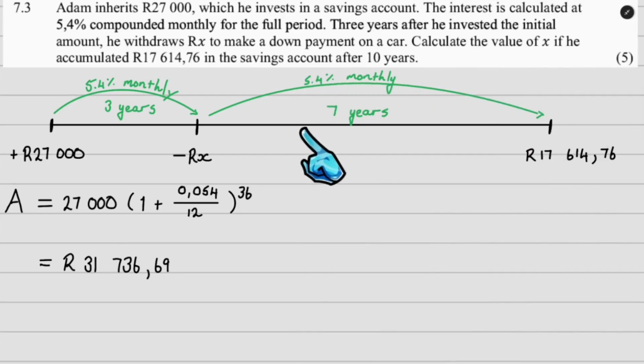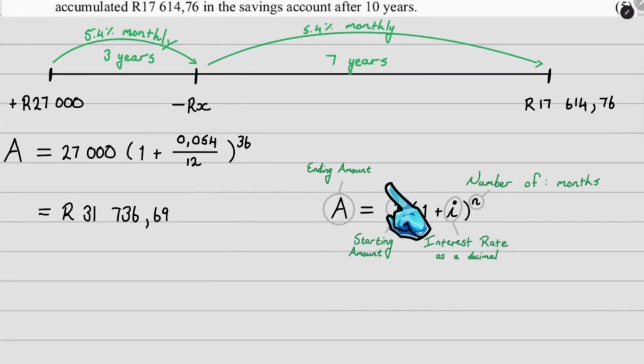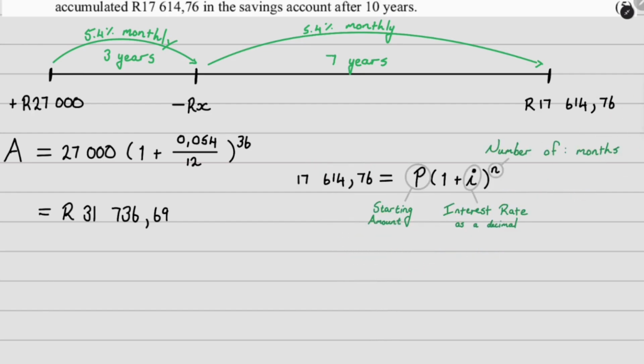Now I'm going to direct my focus to these 7 years. I want to kind of work backwards through the timeline to see how much money was left over after the withdrawal. So I'm going to use the same formula again. Now my ending amount is this 17,614 and 76 cents. So that's going to go into A's place. P, my starting amount, is actually what I want to find out. I want to find out how much money was sitting there after the withdrawal. So P is going to stay there.